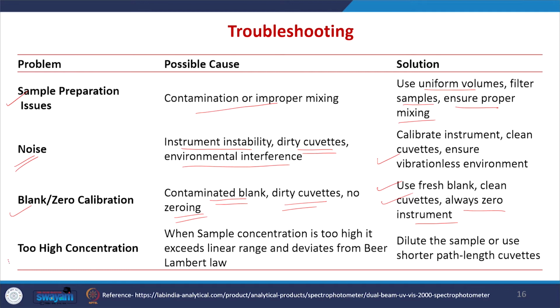And if you are facing the problem of too high concentration, when the sample concentration is too high, it exceeds the linear range and deviates from the Beer-Lambert law. So, in this case we have to dilute the sample or use shorter path length cuvettes. I hope you got the overall idea about the UV-visible spectrophotometer.